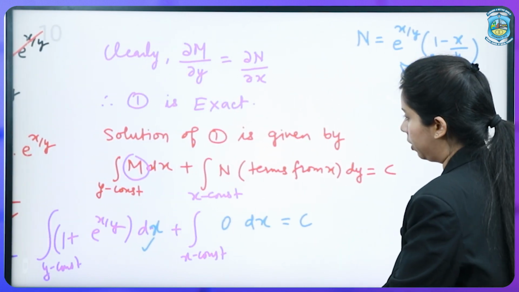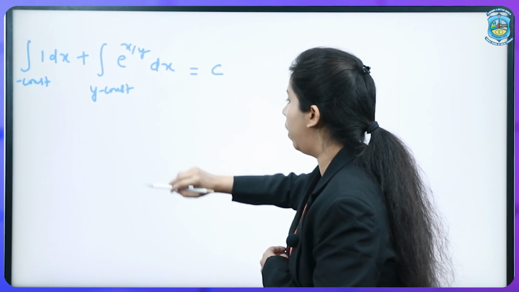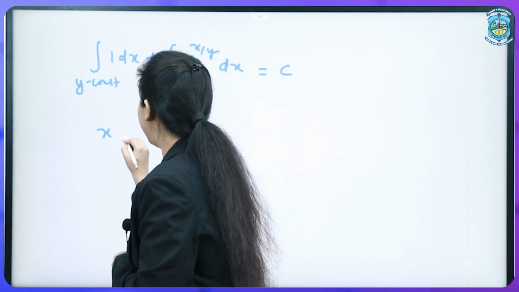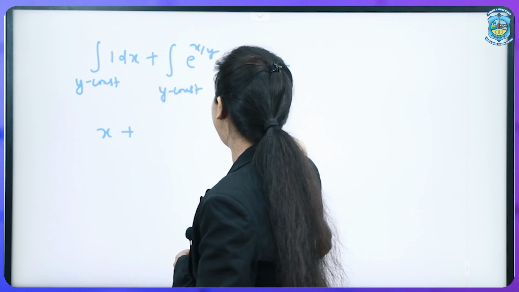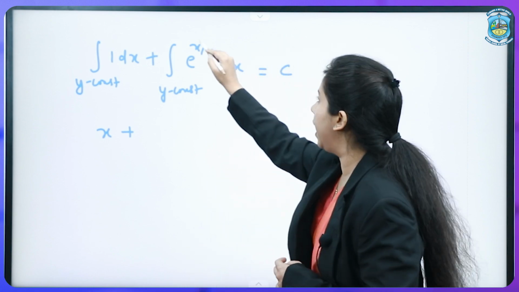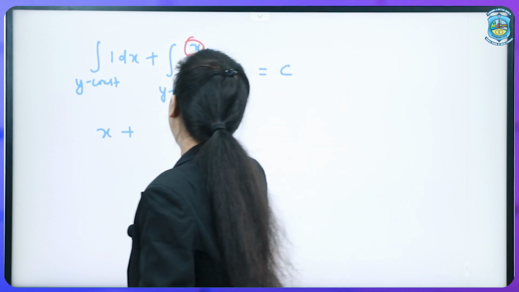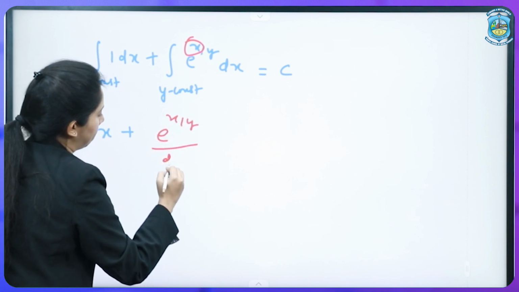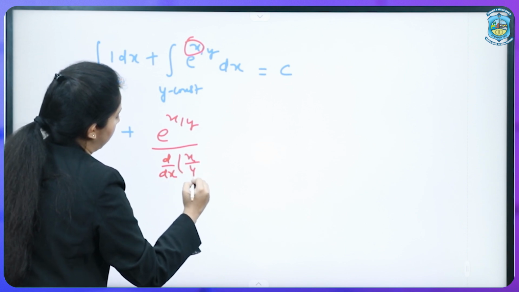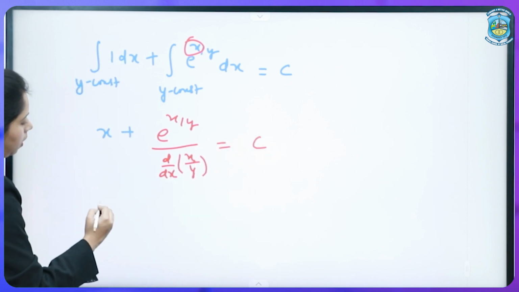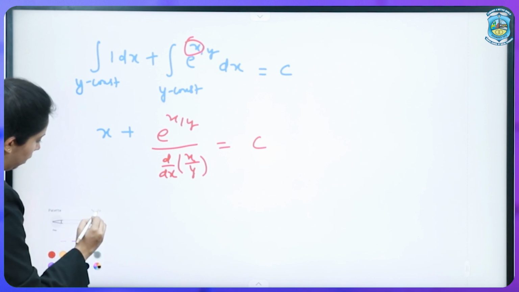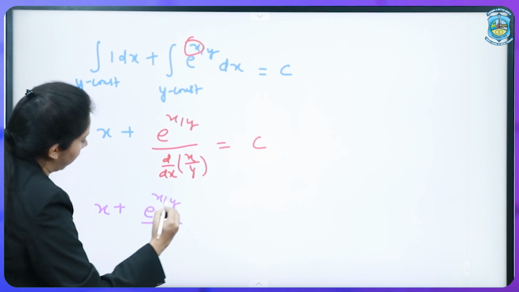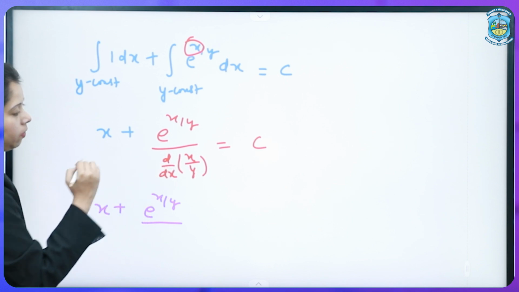So this was the value of integration. So integration of 1 with respect to x is x plus integration of e raised to the power x by y. Since here we have a function of x, so we can easily integrate it and we will have e raised to the power x by y divided by the differentiation of the power, that is x by y, is equal to c. So now we are having the final solution, that is x plus e raised to the power x by y divided by the differentiation of x by y with respect to x.